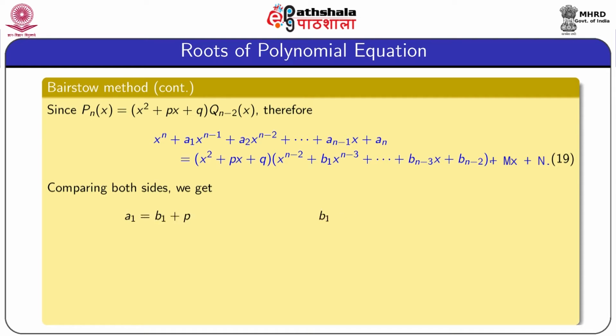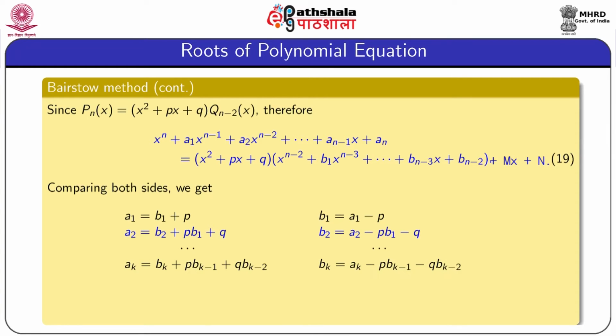Comparing both sides, we get a1 equal to b1 plus p. This is obtained from the coefficient of x to the power n minus 1, and this is written as b1 equal to a1 minus p. From the second term, that means the coefficient of x to the power n minus 2, we get a2 equal to b2 plus p b1 plus q, that is b2 equal to a2 minus p b1 minus q. Similarly, at the coefficient of x to the power n minus k, we get ak equal to bk plus p into bk minus 1 plus q into bk minus 2, that means bk equals this expression.